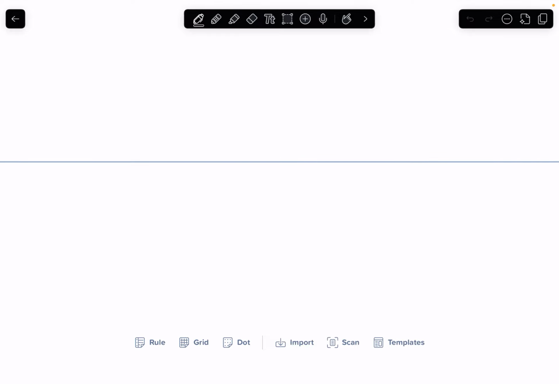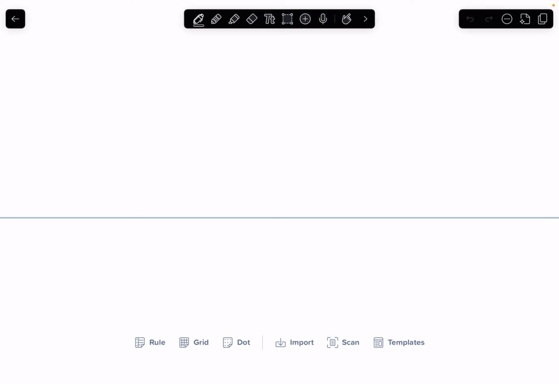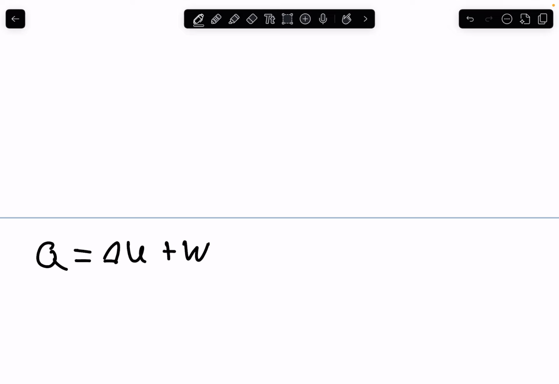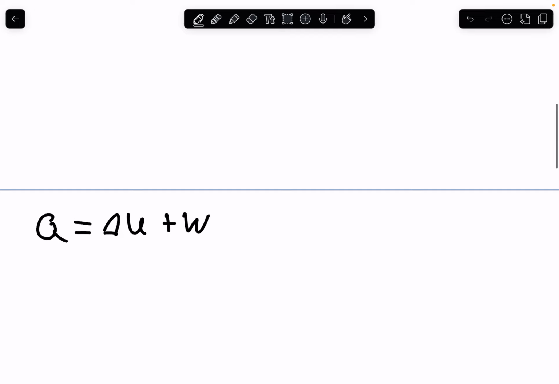What is it? I'm gonna write it down first as an equation in the data booklet and I'll explain. It says that the heat energy is equal to the change in the internal energy plus work done. This law is known as the first law of thermodynamics, and it is simply the law of conservation of energy. Energy cannot be created nor destroyed, it can only be transformed from one form to another. And that's the case here.